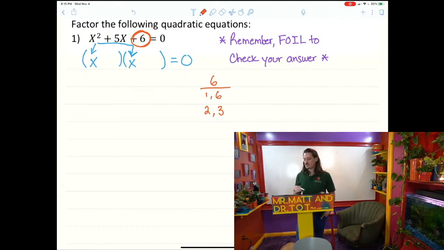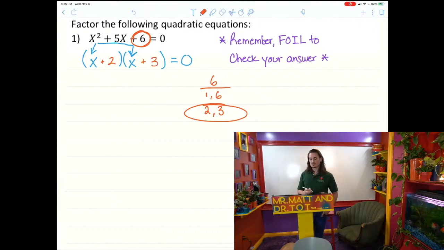But 2 and 3 can sum together, and 2 and 3 can also multiply together to get 6. So they can sum together to get positive 5, and they can multiply together to get positive 6. So I'm going to assign plus 2 and plus 3. So the factored form of x squared plus 5x plus 6 is x plus 2 quantity times x plus 3.